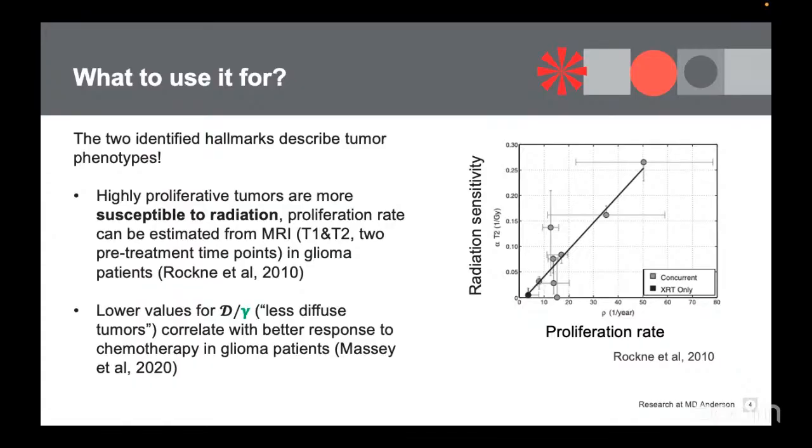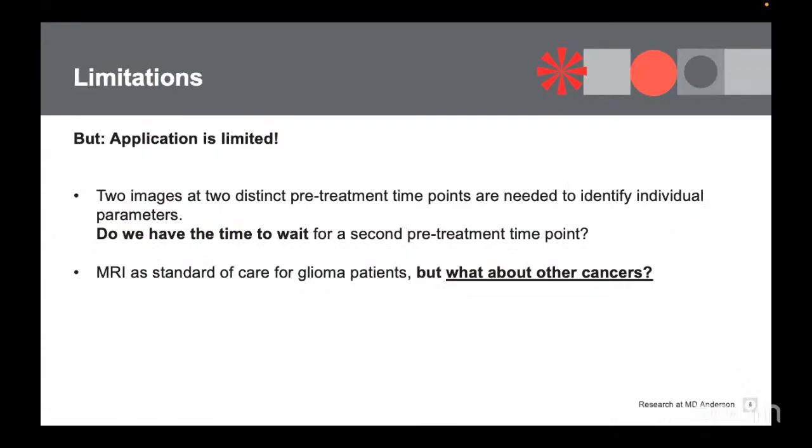Now that's super awesome, but there are several limitations to this method. First, if you want to identify the proliferation rate, you need these 2 time points. With glioma patients, it's a bit unclear whether we really have the time to wait to acquire that second time point, because that's usually a cancer type where it's really urgent to make treatment decisions. And secondly, you need MRI. That's standard of care for glioma patients, but not for other cancers. What can we do with other cancers?